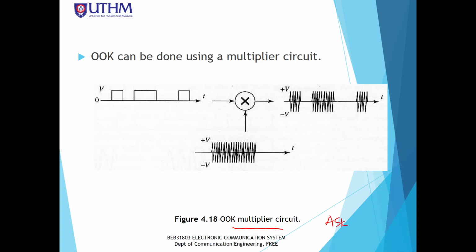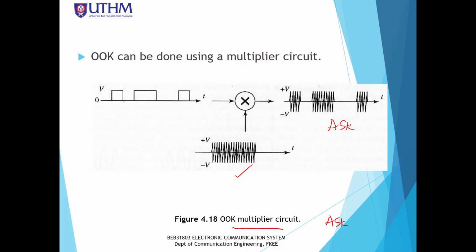So there are many methods available in the practical world. One of them is to use the multiplier circuit, where we multiply the input with the analog carrier to produce the ASK signal. So this is like a switch on, switch off, switch on, switch off, and so on, based on the input. And remember, we only have two possibilities of the input, either logic 1 or logic 0.